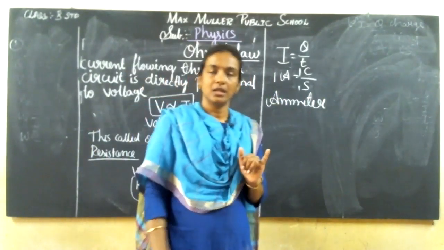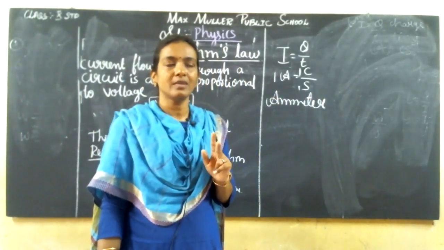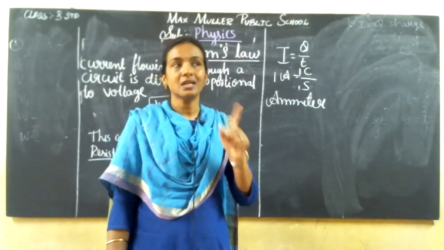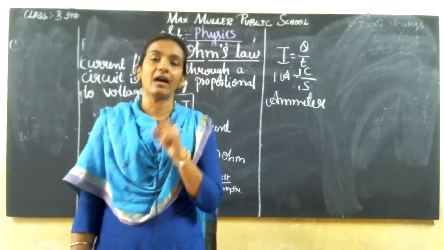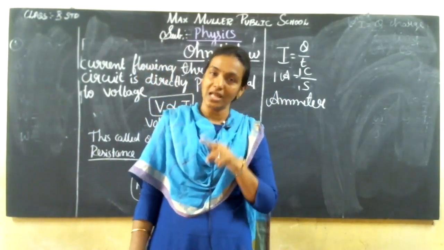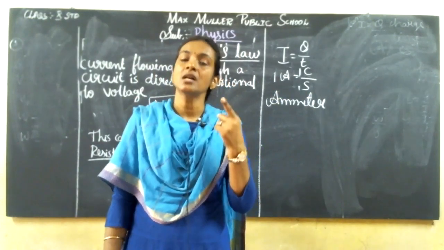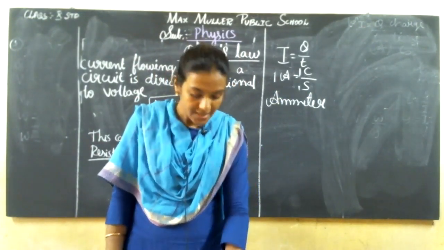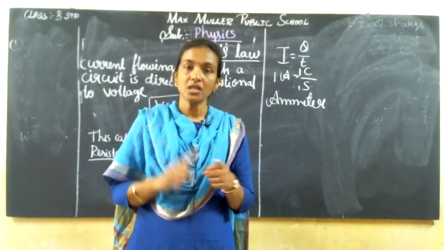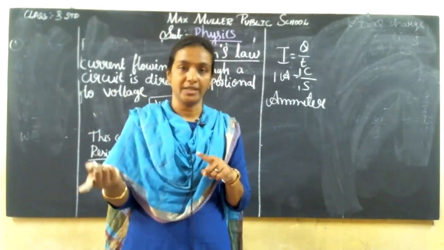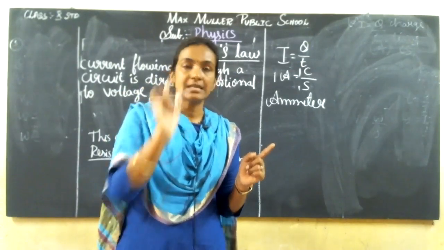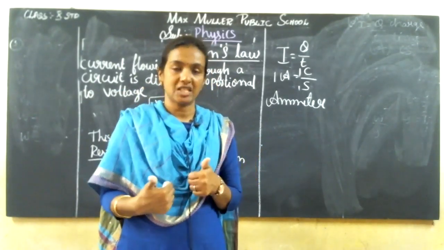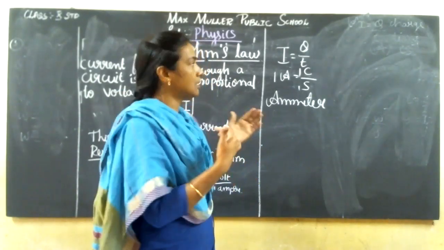Another 2 points. Conductors are good conductors of electricity because conductors have freely moving electrons in them, so they can allow current to pass through. And insulators do not allow current to pass through because they do not have freely moving electrons in the outermost shell. This is the 6th point. This is about electric current.